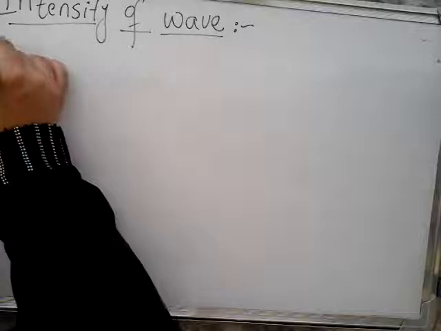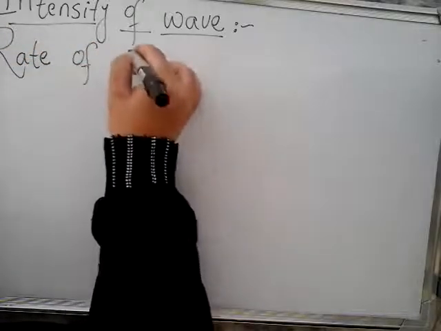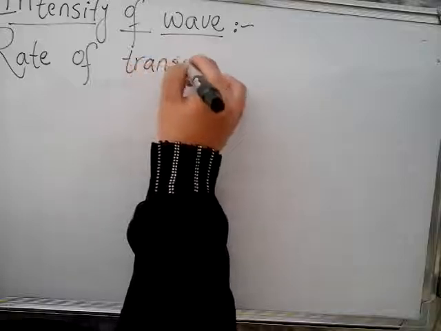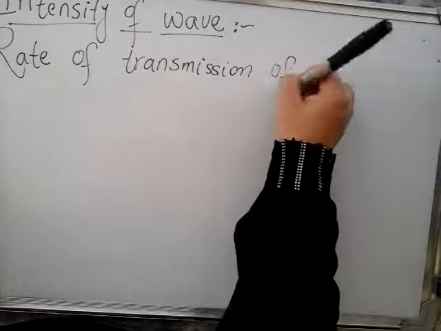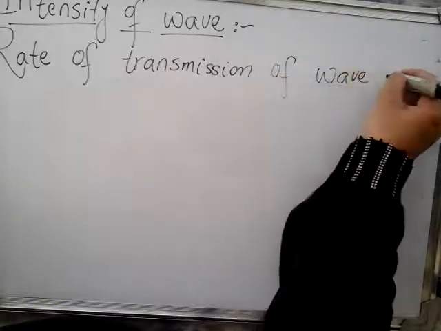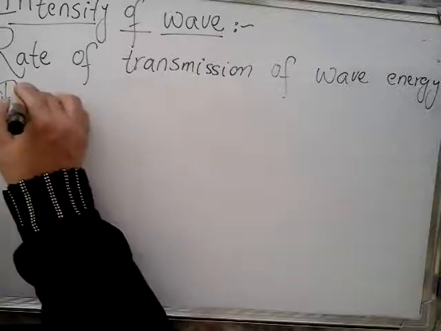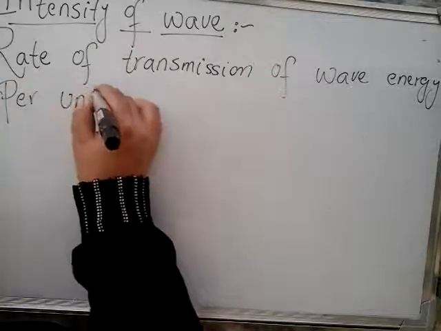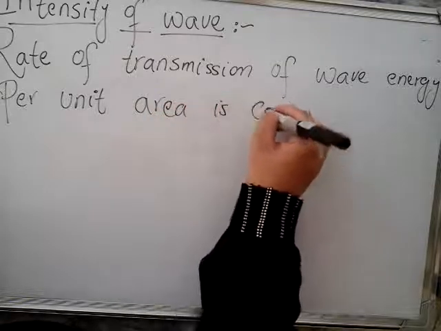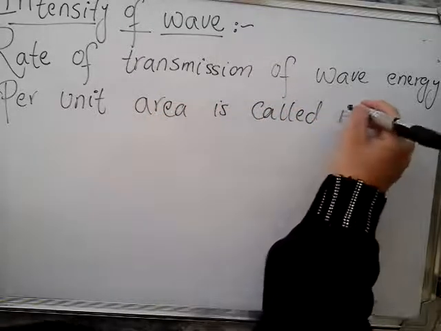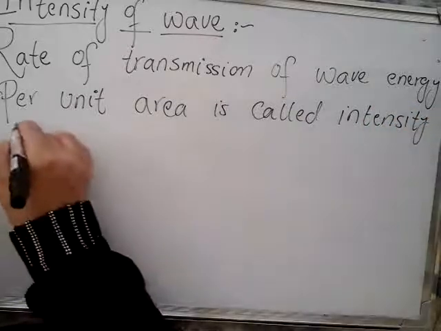So the rate of transmission of wave energy per unit area is called intensity of wave.